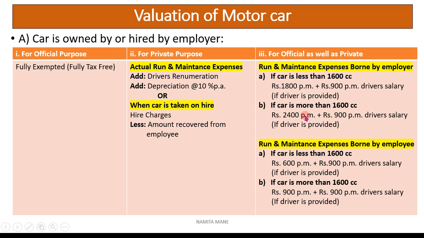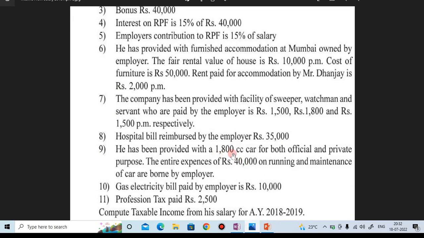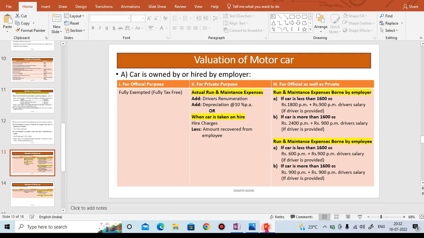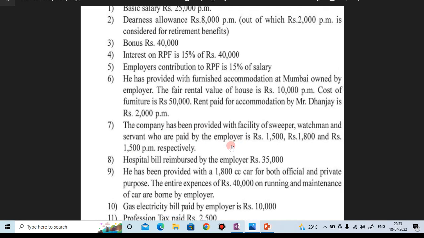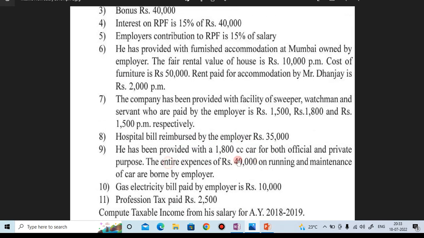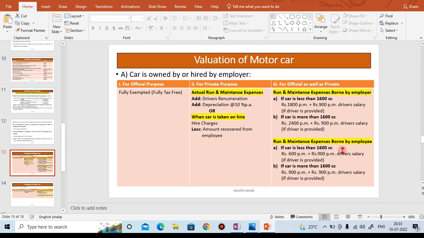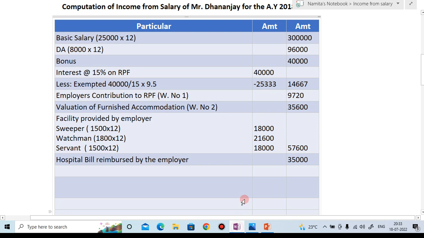Now here, what is our car's cc? Our car is 1800 cc. That means it is more than 1600. That's why the valuation will be 2,400 per month. Now in the question, the driver is not provided, hence you will not take the driver's salary for the calculation. So now here write valuation of motor car.